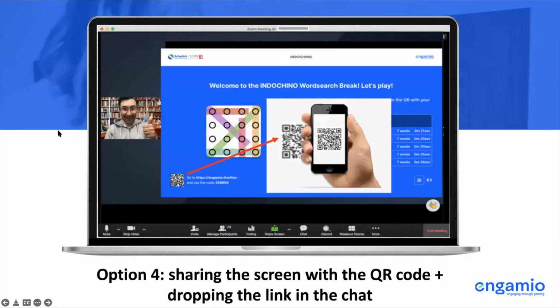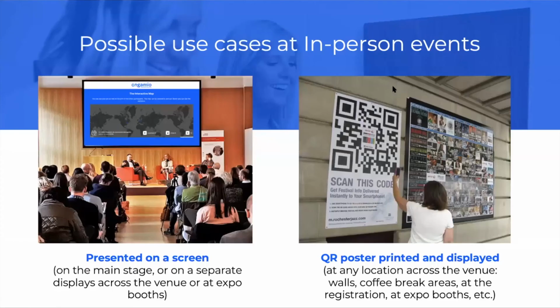So with that, we have covered different options on how you can use Ingamio within virtual environments. Now let's quickly give you an overview on how you can use Ingamio at in-person events. There are multiple options for how you can use Ingamio at in-person events because the entry point for each engager is a simple QR code, the link behind the QR code. And that makes Ingamio a very, very powerful tool for in-person events as well.